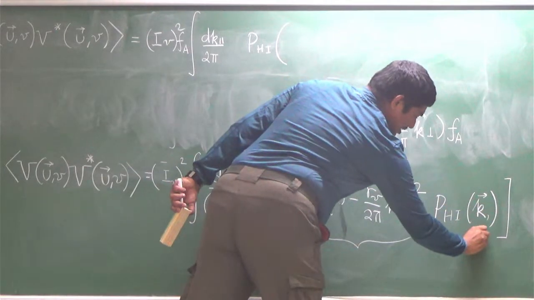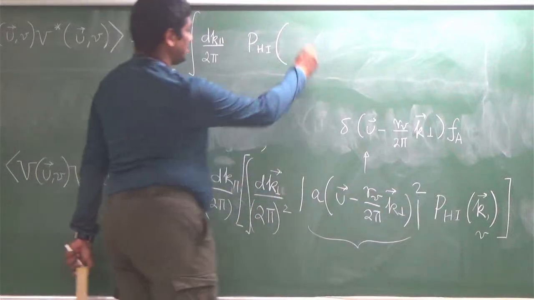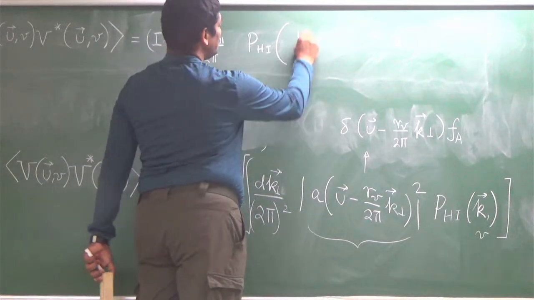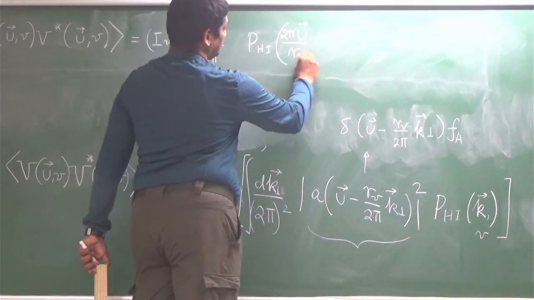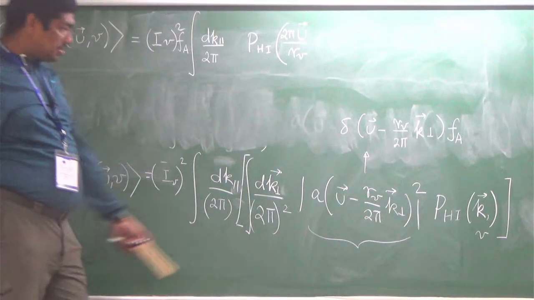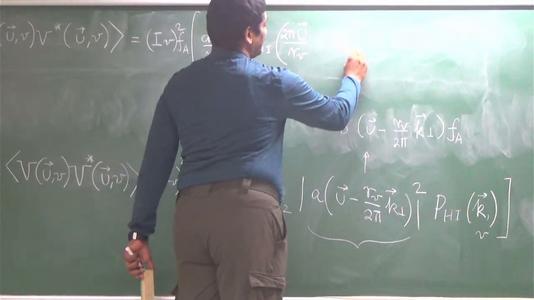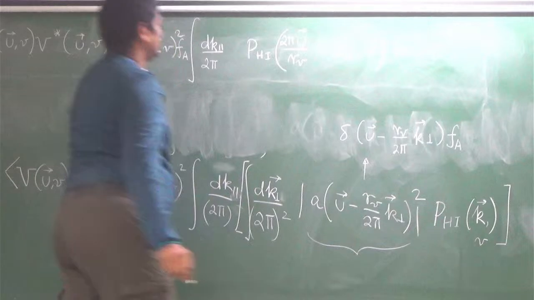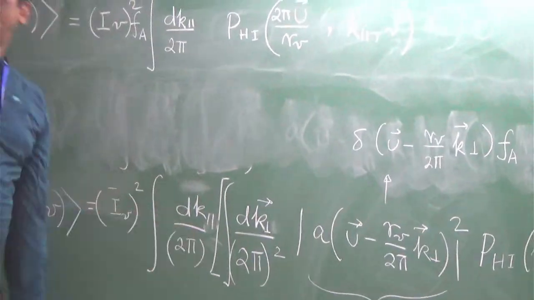Remember there is a frequency dependence also. We like to put that in. So this will be u, 2 pi u by r nu. That should be the value of the k perpendicular. Then k parallel. Okay. And it is integrated over all k parallel.